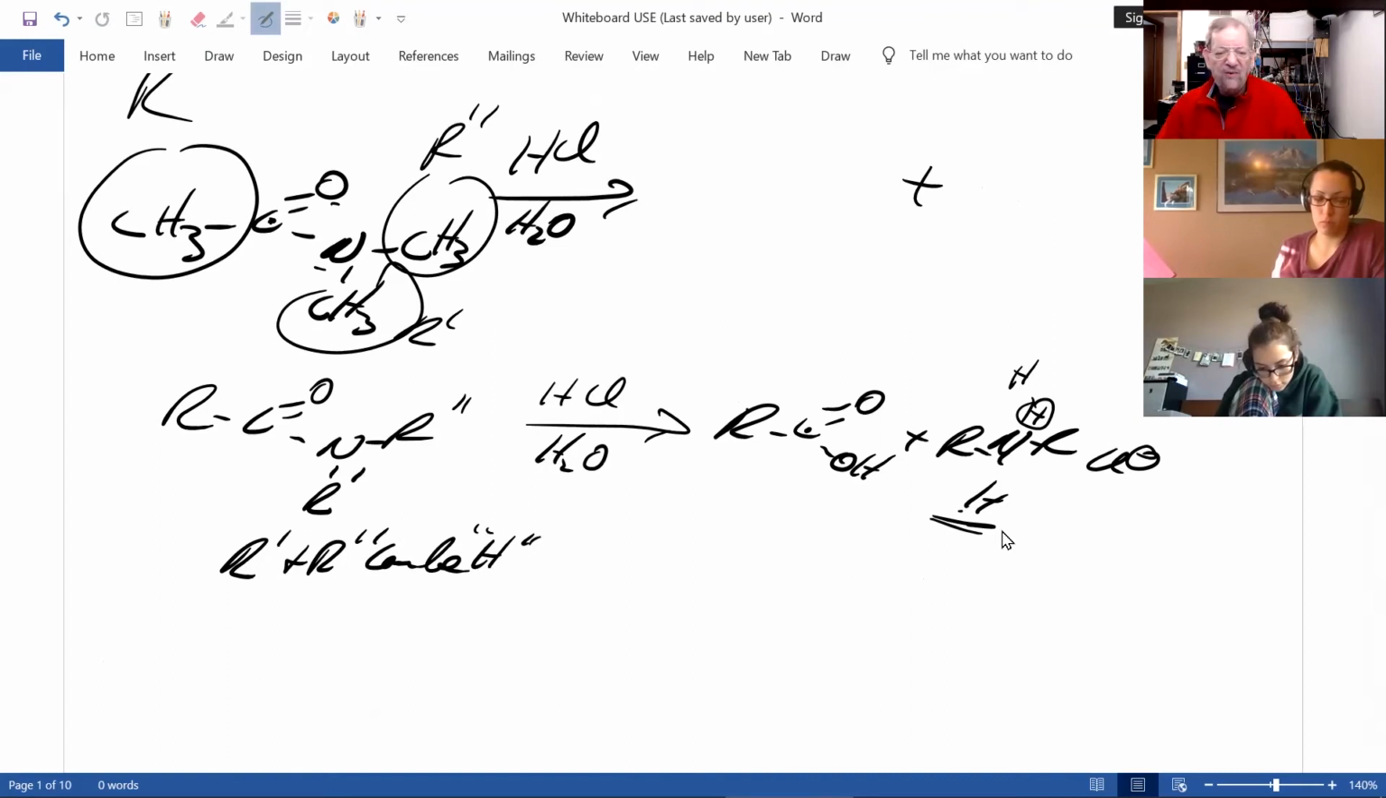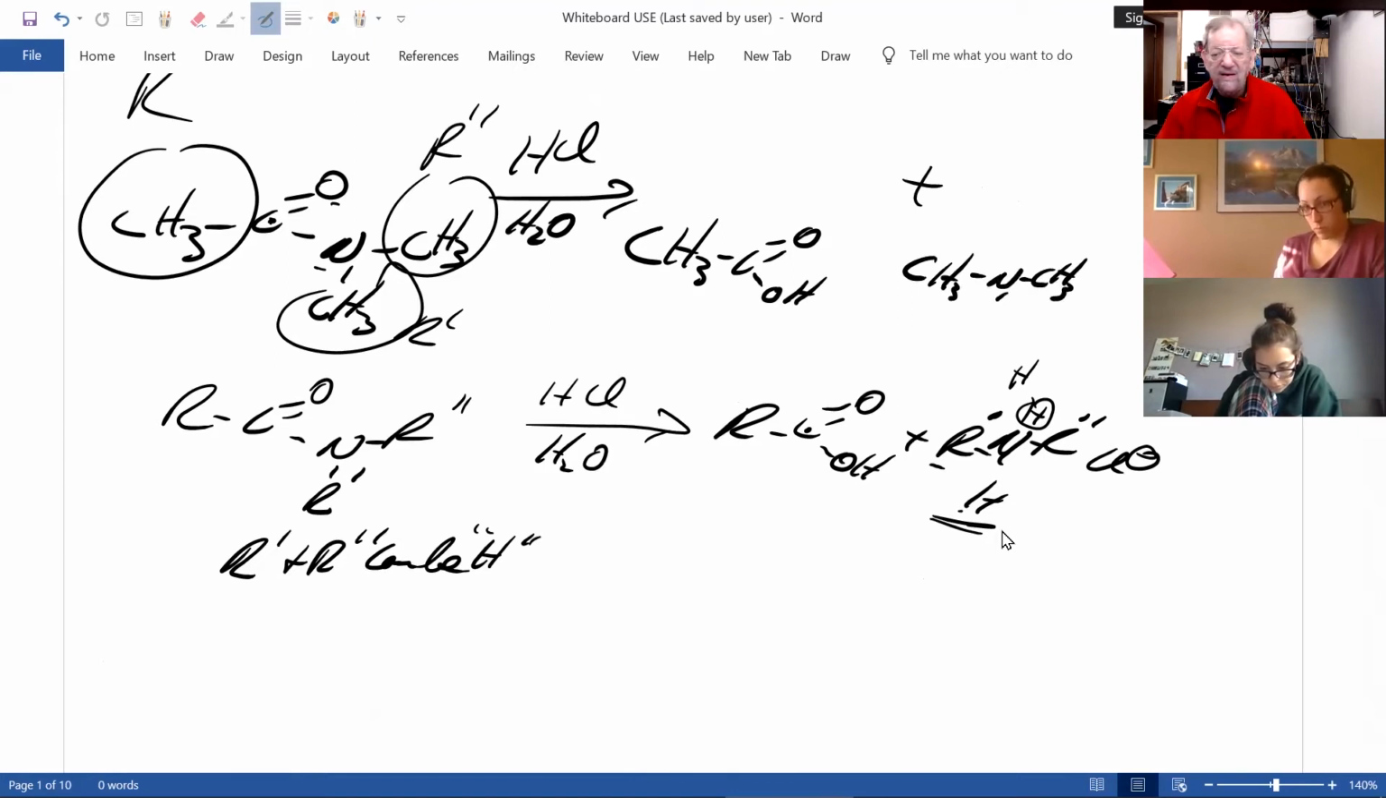And therefore, you'll get R is methyl, our prime and our double prime are methyl, or you could have written it just as easily like that. And that's how you do acid hydrolysis of an amide.